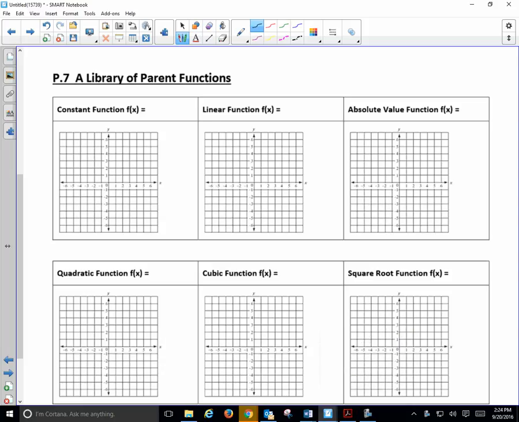So if I give you a constant function like f of x is equal to 5 or some constant, I'll do an example. y equals 3 is a constant function. Yesterday we learned about the graph of y is equal to 3. Is that a horizontal line or a vertical line? Do you remember?